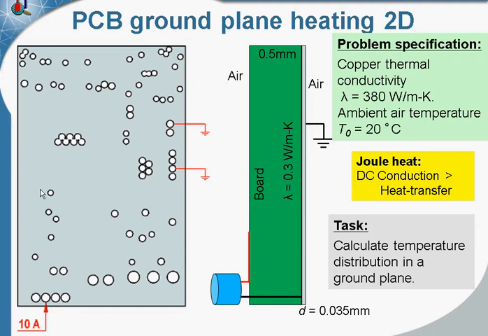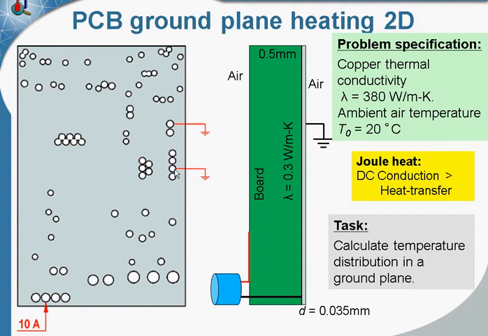On the left is the top view of the board, and these holes are the connection place of some circuit elements. At this hole is the 10 amperes current inflow. At these holes the board is grounded.